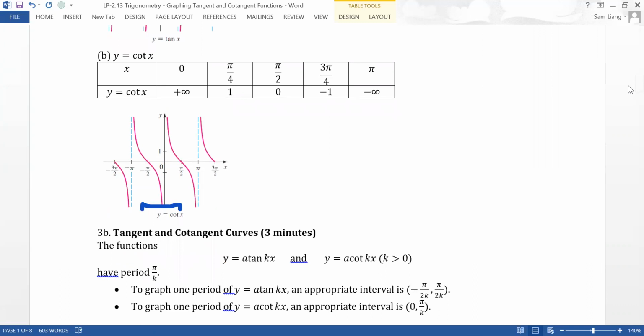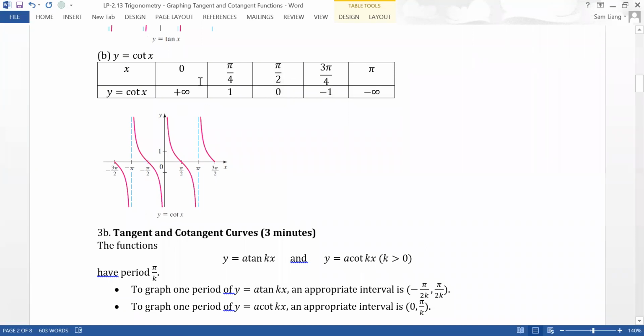Here's the graph for cotangent. So cotangent is going to be a different set of x coordinates. And remember, this is dependent on where the asymptotes are. The asymptotes of cotangent occur at 0 and pi. So cotangent of 0 is undefined; it'll be positive infinity. Cotangent of pi is negative infinity. And then at pi over 4 and 3 pi over 4, it's 1 and negative 1. At pi over 2, it's 0.